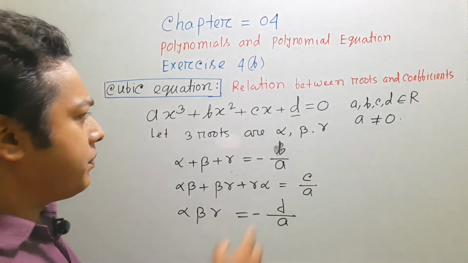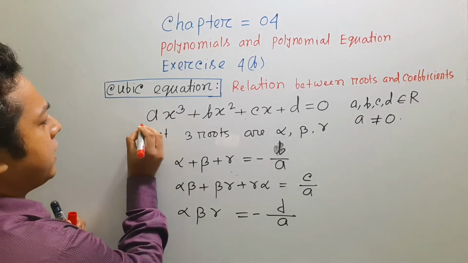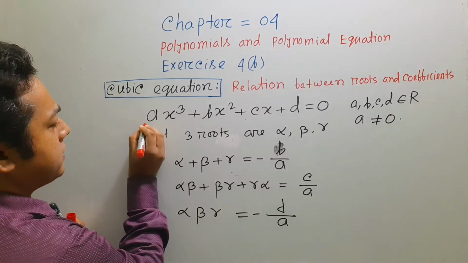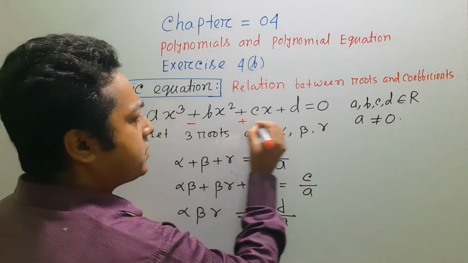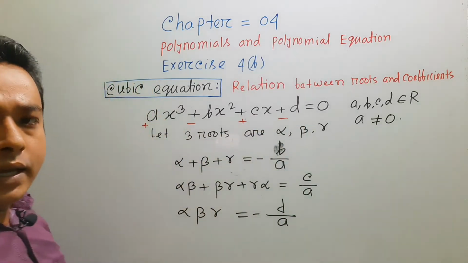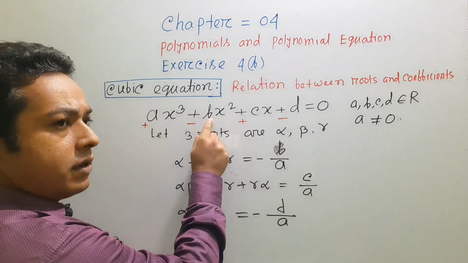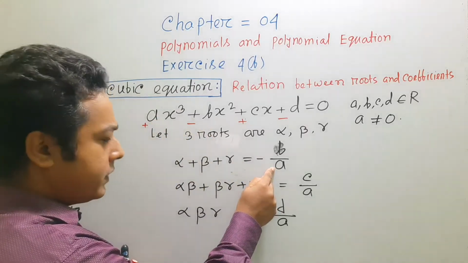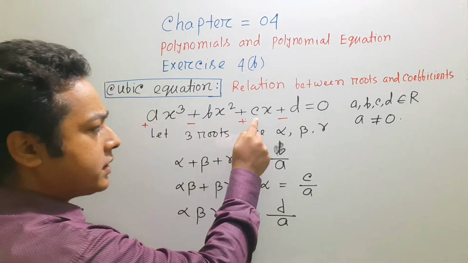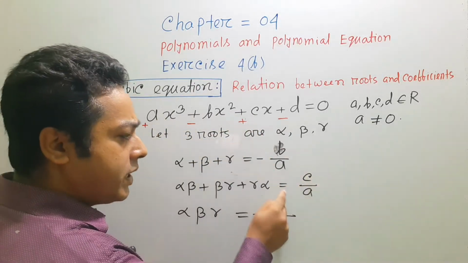Another technique you can apply: think of the signs sequentially. This is plus, this is minus, and then plus, then minus. If taking one root, it is the coefficient of this term divided by the first term, minus b divided by a. Taking two roots, this term's coefficient divided by the first term, c divided by a, and this sign is plus, so this is plus.